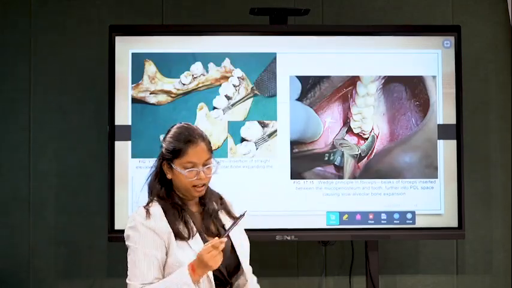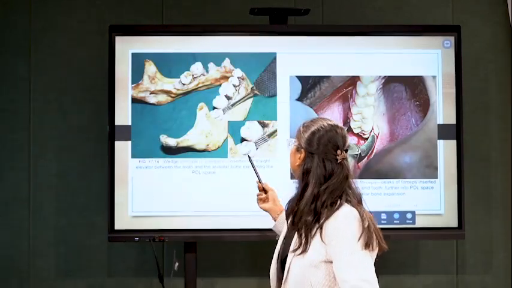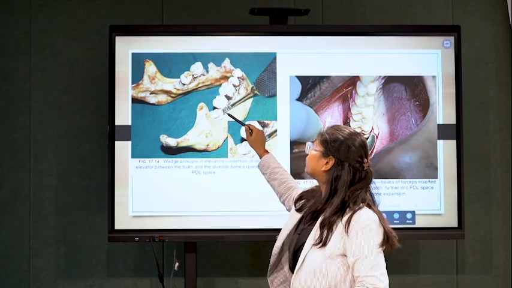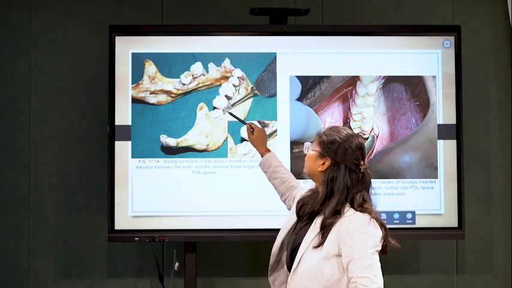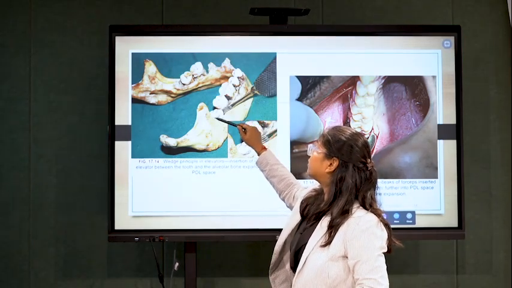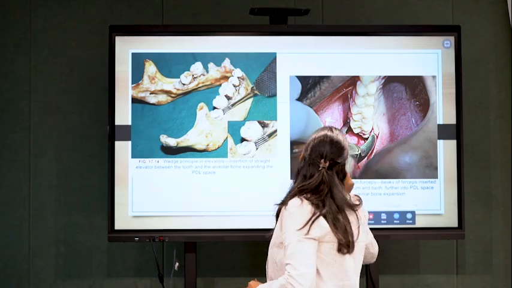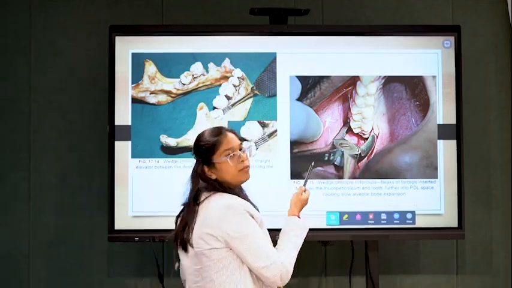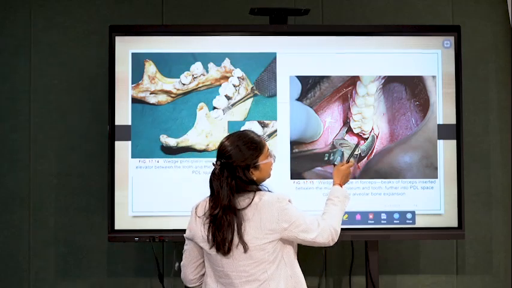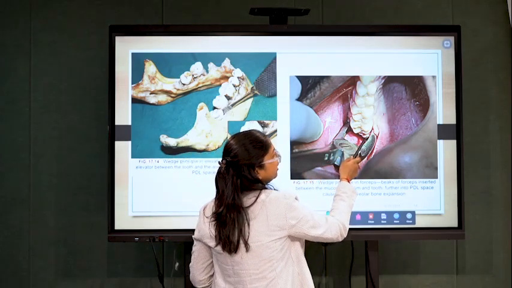I think it is clear now. See the way I demonstrated, this is the use of the wedge principle. We are elevating this 8 and extracting by creating some space, and this is when you use your forceps. So you have to go apically as far as possible.